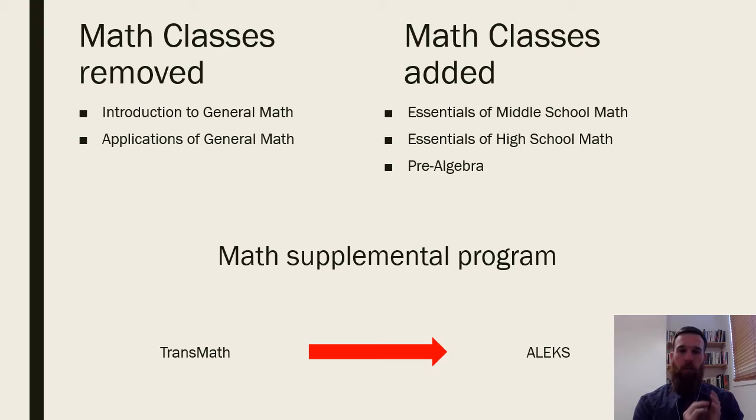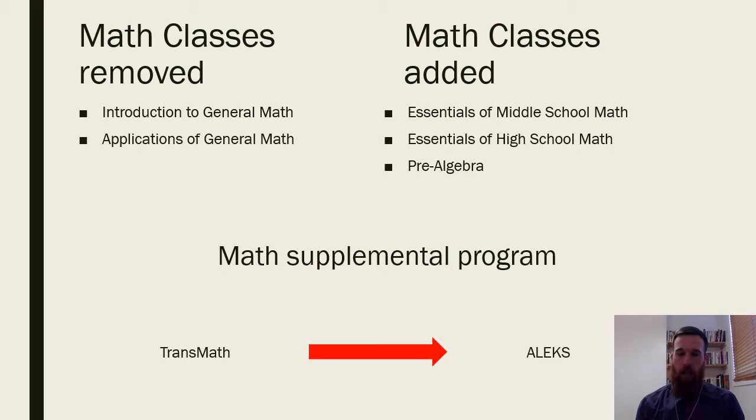It's a program where students get all of the learning from an outside program, and then teachers are more there to help grade rather than do direct instruction. So our goal with making this change was to turn those courses into our own courses that we create in Schoology that are taught and instructed by our teachers. So the courses that are going away with that change are Introduction to General Math and Applications of General Math.